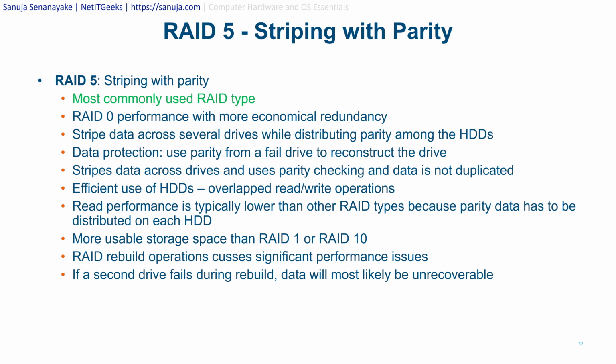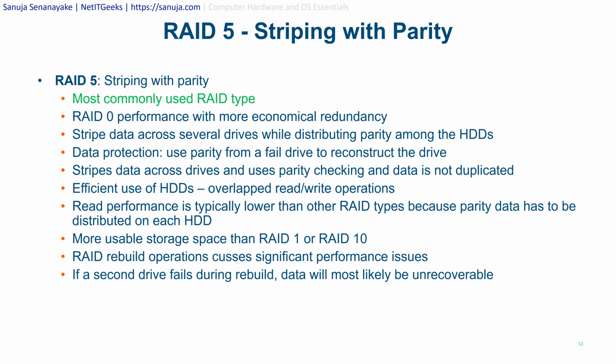RAID 5, again a very commonly used type of RAID, right above RAID 4. In fact, this is the most commonly used RAID type in 2022, and it is a striping with parity type. RAID 5 gives us RAID 0 performance with more economical redundancy, because remember, RAID 0 gives really good performance but doesn't have redundancy built into it at all. But RAID 5 addressed that issue.